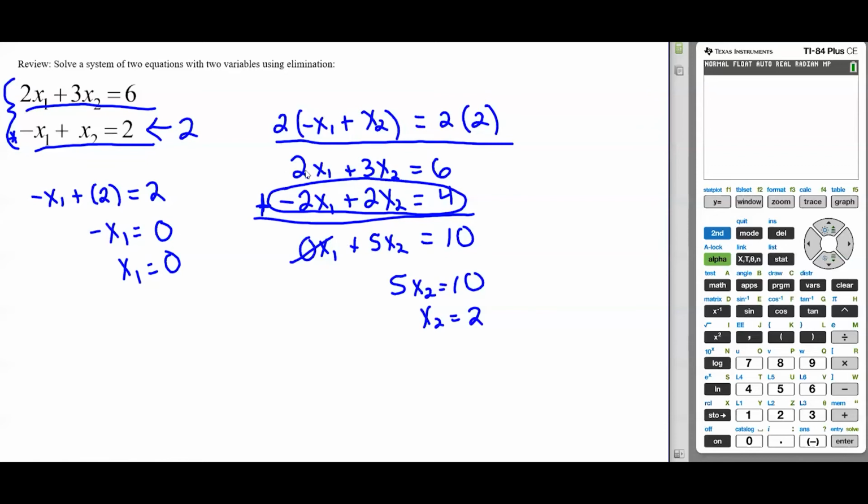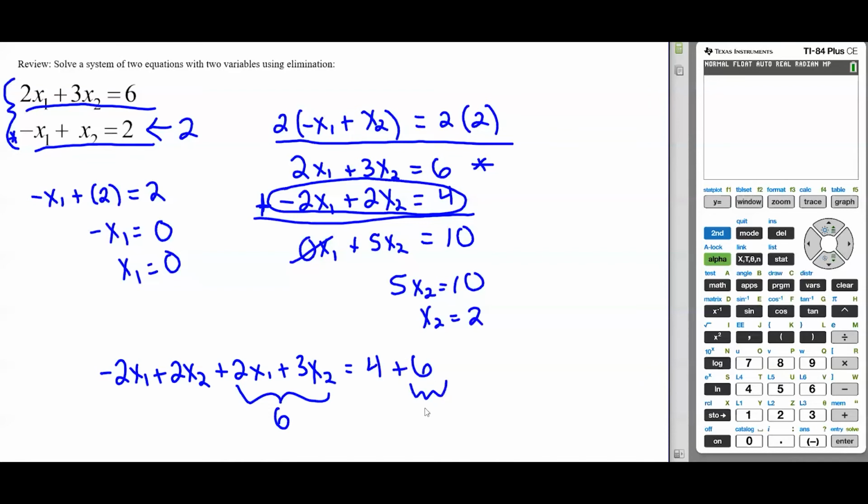All right, so this works because we are assuming that 2x1 plus 3x2 is equal to 6. So if I took the second equation and added the left side of the first equation to the left side, well, that's equivalent to adding 6 to the left side. And on the right side, I'm also going to add 6. So all I've done is add 6 to both sides, right?